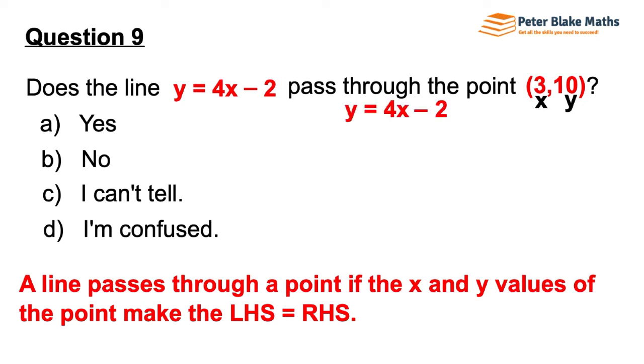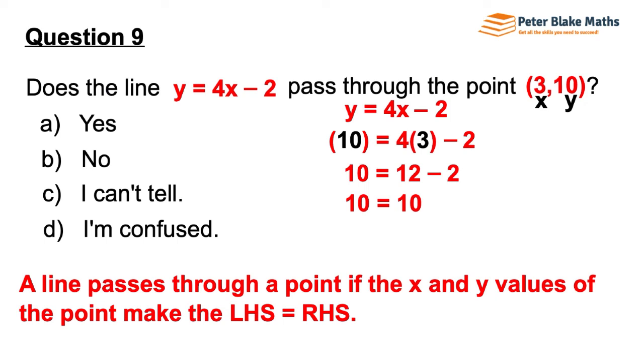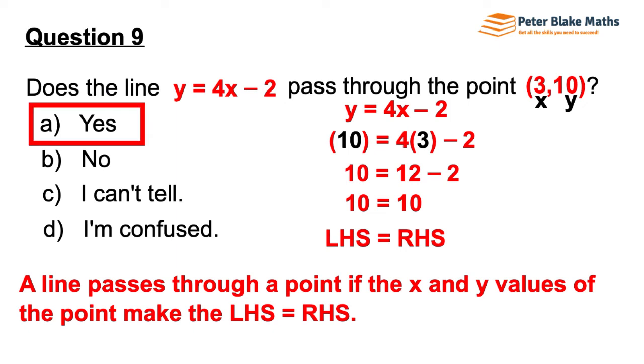So for the y, we want to replace it with the 10 value. For the x, we want to replace it with the 3 value from the point, and see if that makes sense mathematically. We've got 10 on the left hand side, 4 lots of 3 is 12, minus 2, and then we get 10 equals 10, which I'm quite happy with. That makes the left hand side equal the right hand side, a successful substitution. It all made sense, so we can say yes. The line y equals 4x minus 2 does pass through the point (3, 10).